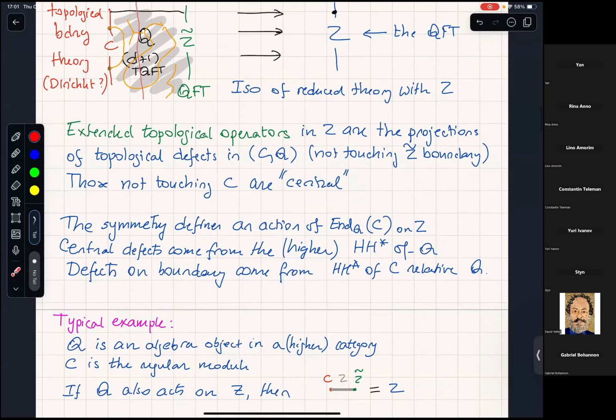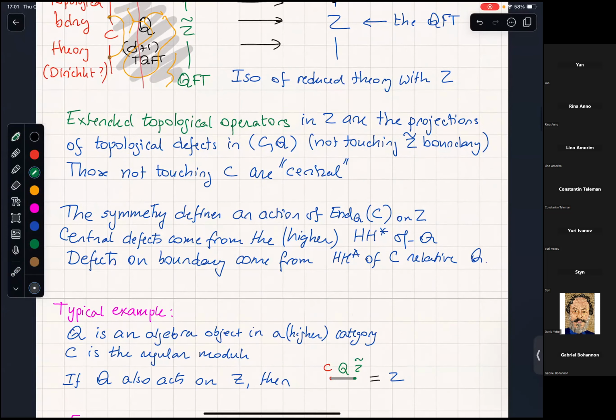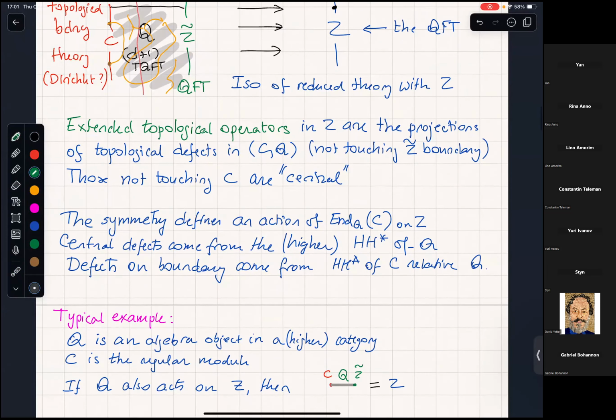So in that case, you could say that Z tilde was the same as Z, but with an action of Q. Oh, this should have been Q, a mistake there. This guy is Q. Sorry about that. Oh, let's put Q in the middle. So in that case, and only in that case, you can think that Z tilde is just additional structure on Z, namely the action of an algebra.